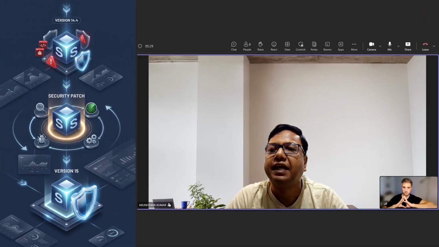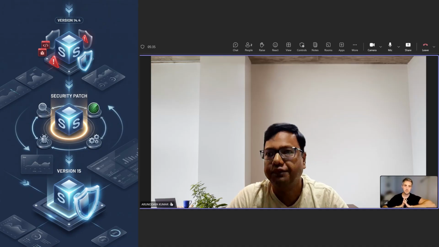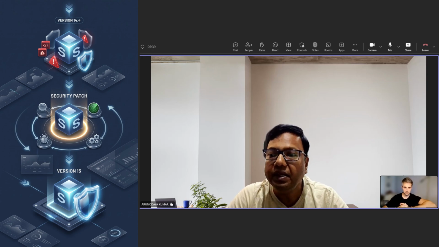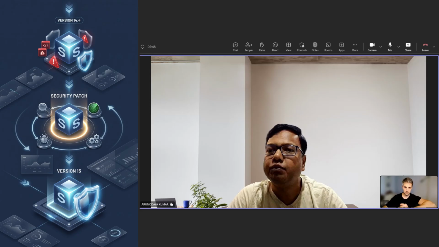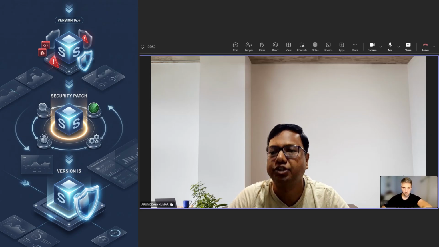For example, Sitefinity released 14.4. Now there is a plan to release 15 in the future, in the next 6 months or next 1 year. But in the meantime, if Sitefinity finds there is some security risk here, then it immediately releases 14.4.2. That is called a security patch.